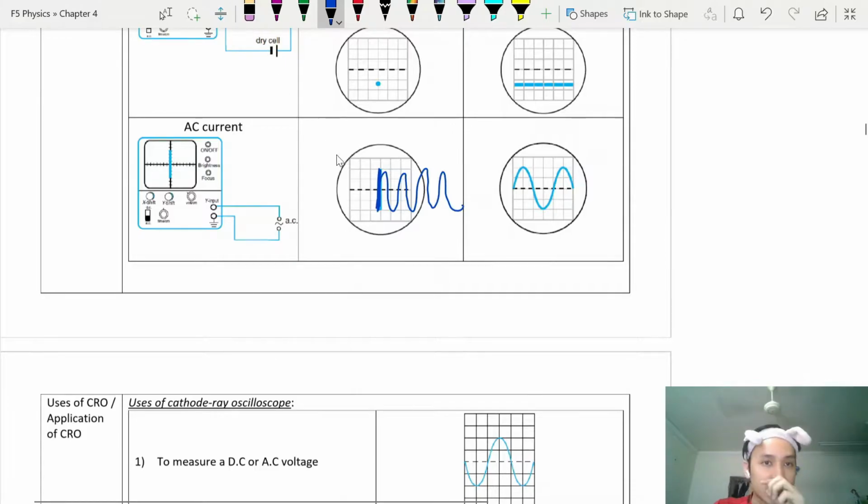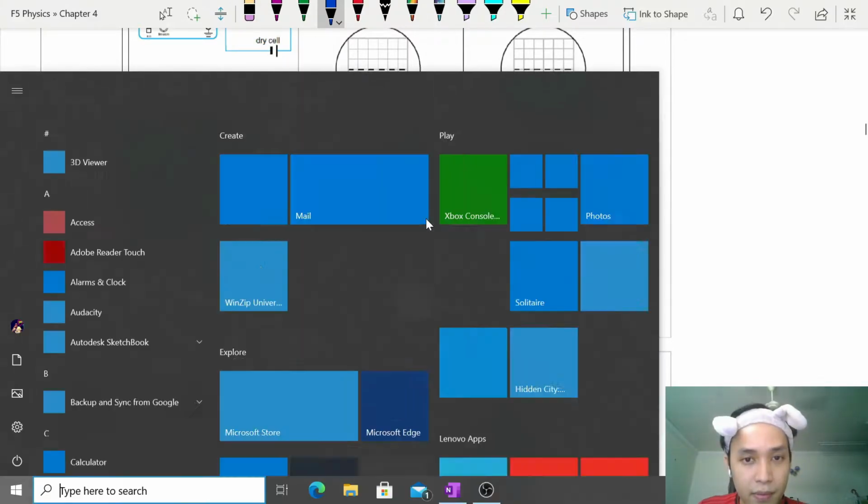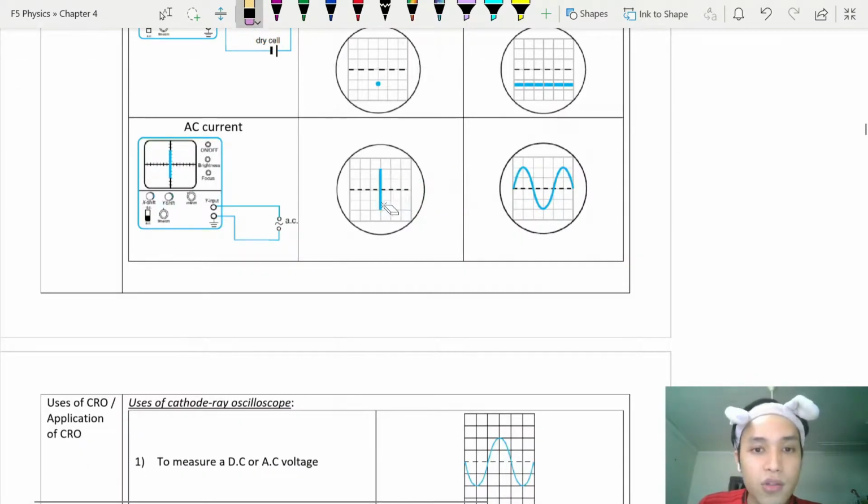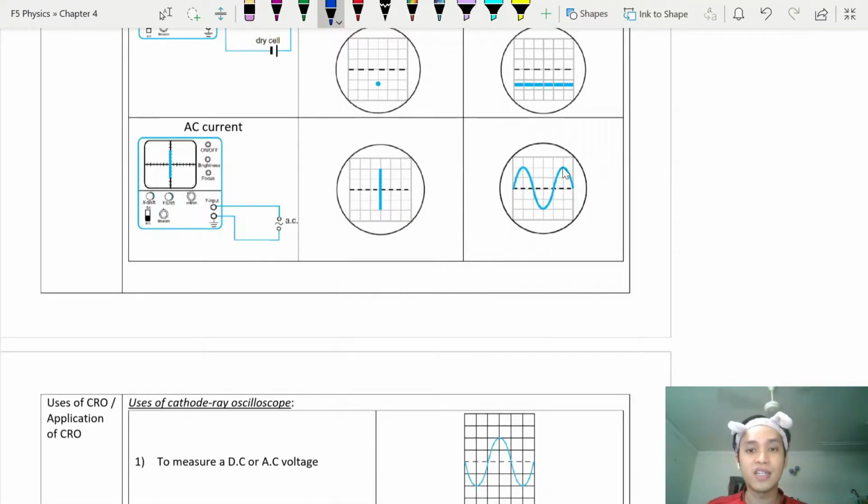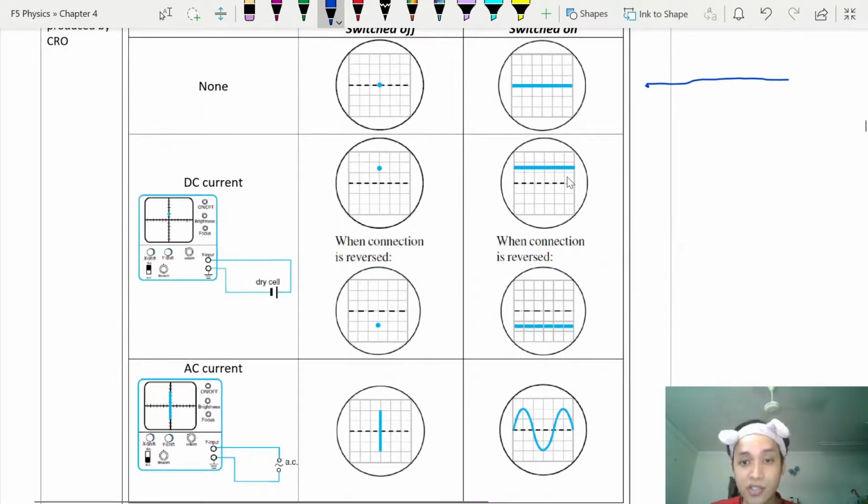That is how we know the shape of an alternating current is like this, and the shape of a DC current is straight. It's based on the CRO.